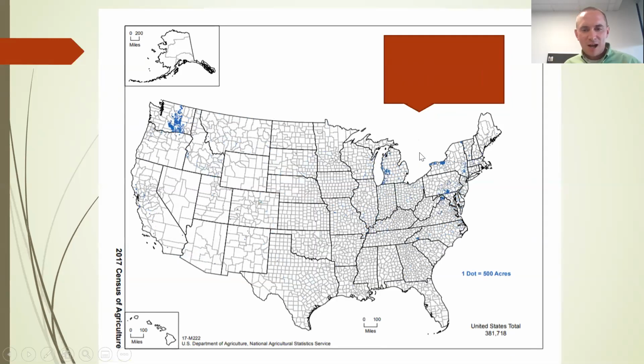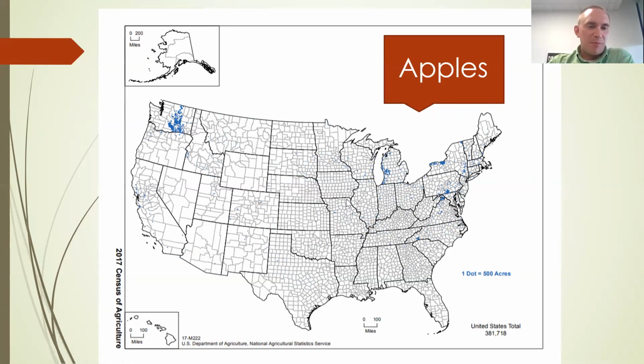All right, how about here? We've got one dot equals 500 acres. So they're scattered out a little bit more in some diverse areas of the country. All right, nice job here, guys. Yeah, that's apples. And it's a little bit misleading since one dot is so many acres.